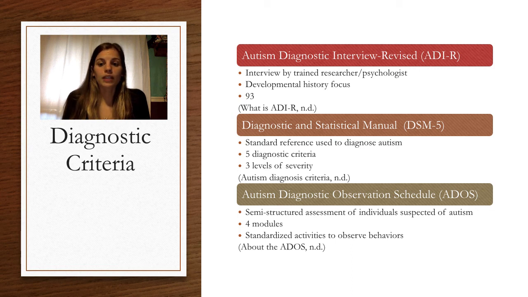With this assessment, an interview of the child's parents or caregivers is conducted by a trained researcher or psychologist. The interview focuses on the developmental history of the child, and it relies on the memory of the people closest to them. This type of assessment is most accurate when it is assessing children 4 years old and up.